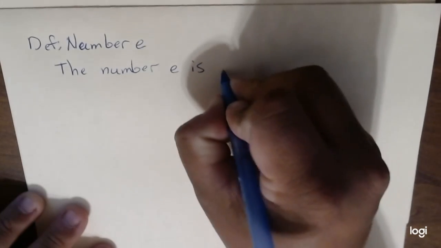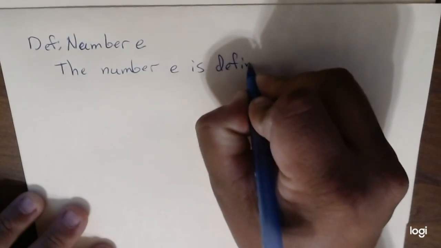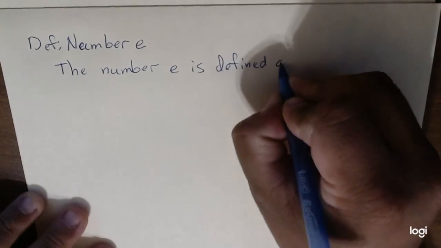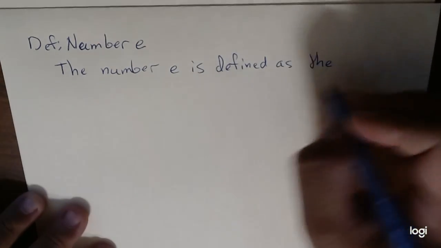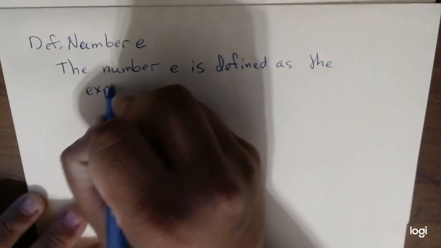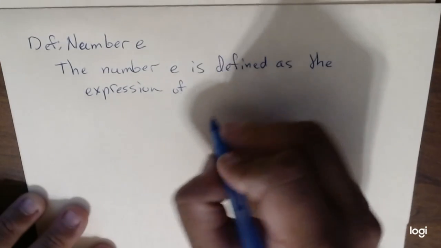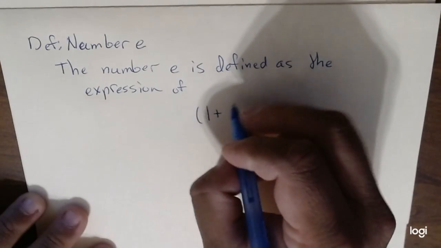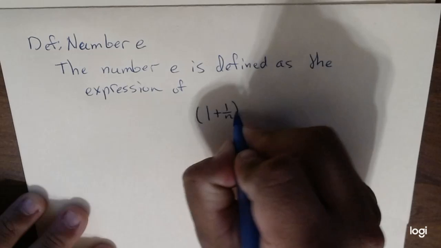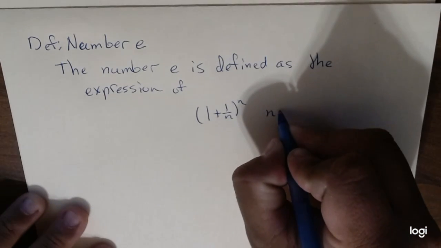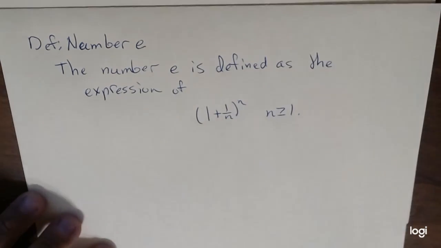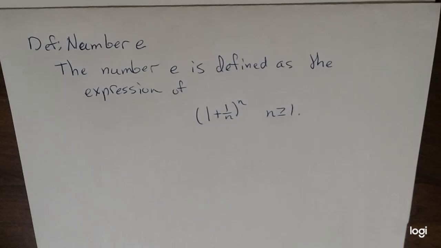e is defined as the expression 1 plus 1 over n, all raised to the n power, where n is 1 or more.